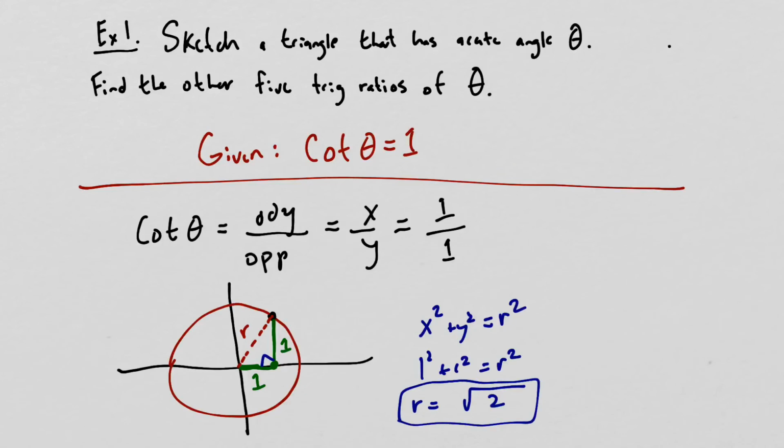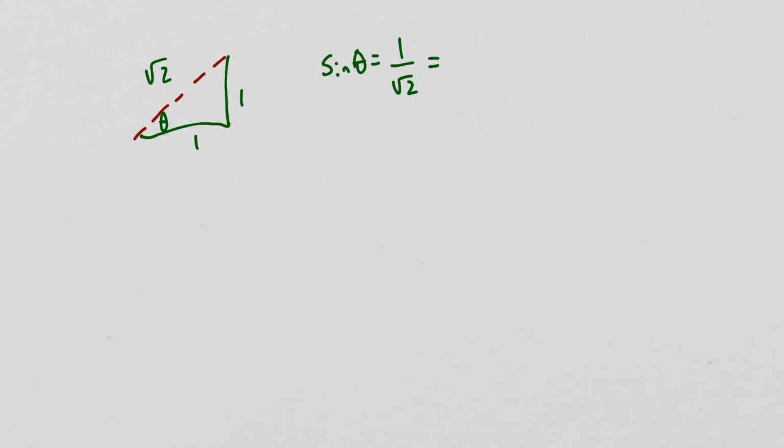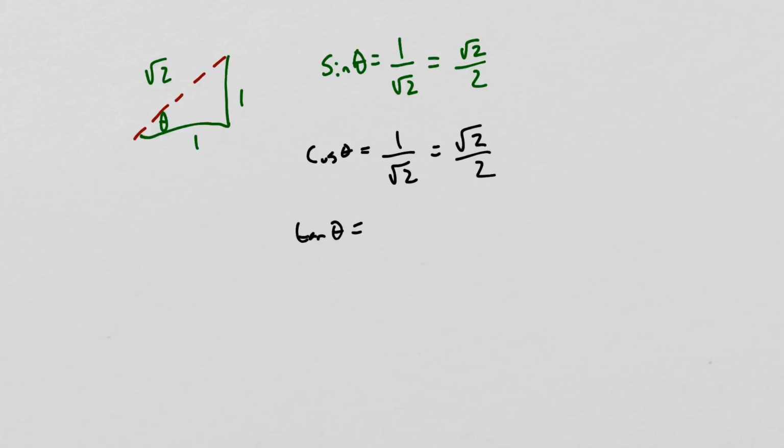Let me redraw the triangle that we found all the sides for, and then we'll write out the other 5 trig ratios. Again, for sine theta, this is opposite divided by hypotenuse, so 1 divided by the square root of 2. This is equivalent to the square root of 2 divided by 2. Cosine theta is adjacent divided by hypotenuse, which is 1 divided by the square root of 2, again equal to the square root of 2 divided by 2. Tan theta is equal to opposite divided by adjacent, 1 divided by 1.